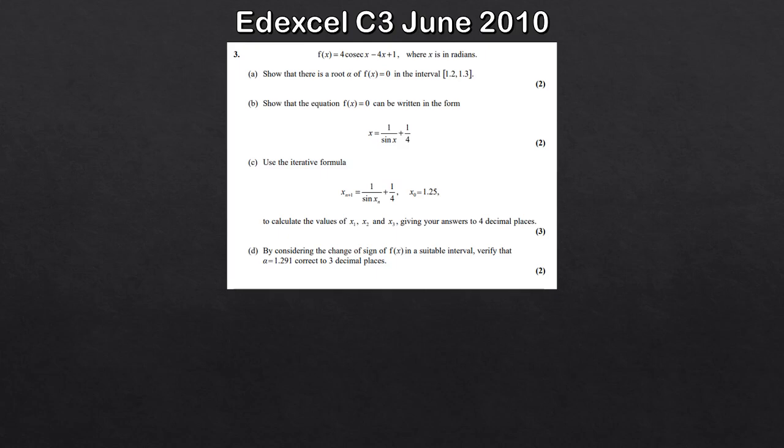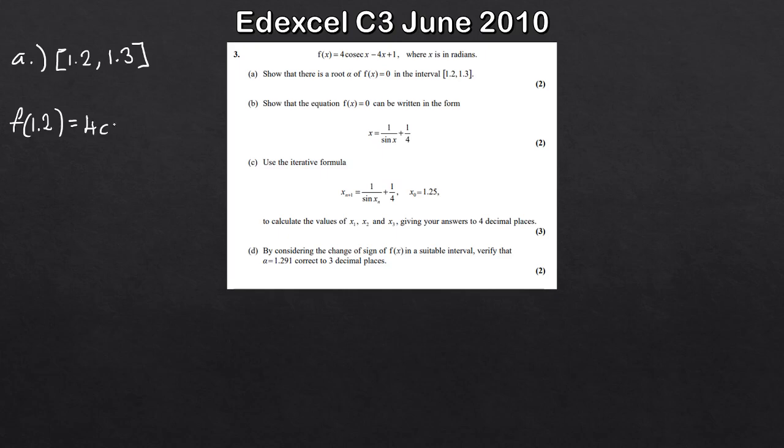Part A is something that we haven't done just yet, showing that the root is in the interval, although it's similar to what we just did with part B there. So we've got this interval 1.2 to 1.3. If the root alpha of f of x is in that interval, what we'd hope to find, again, is that one of these is positive, one of them is negative. So all I'm going to do is substitute 1.2 into my f of x, so f of 1.2.